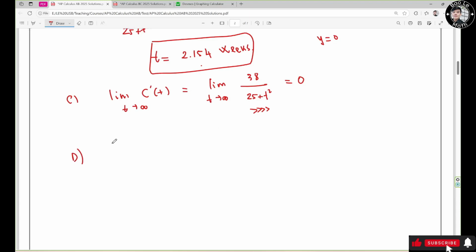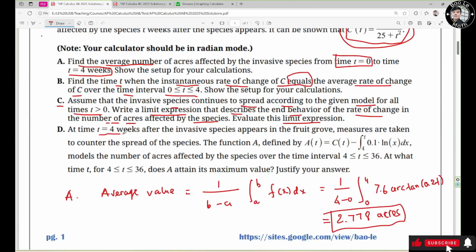Now question D. At time t equals 4 weeks after the invasive species appears in the fruit grove, measures are taken to counter the spread of the species. The function A of t equals C of t minus this models the number of acres affected by the species over the time interval t greater than or equal to 4 and less than or equal to 36. At what time t, for t from 4 to 36, does A attain its maximum value? Justify your answer. Even though you're allowed to use a calculator, you need to justify this one.